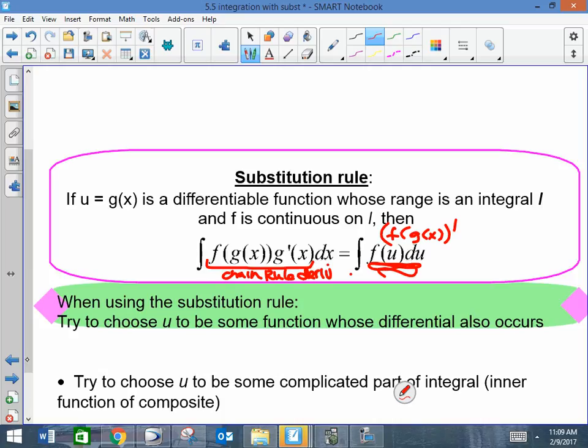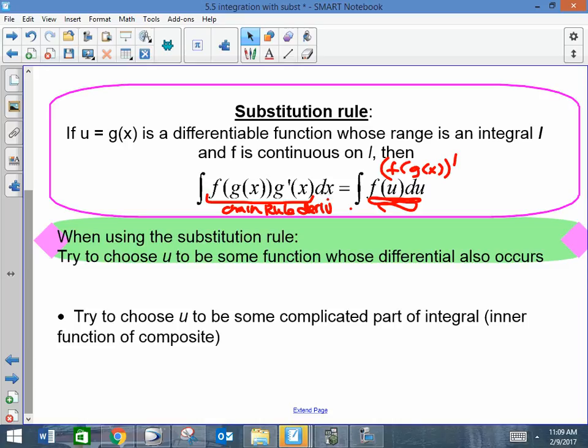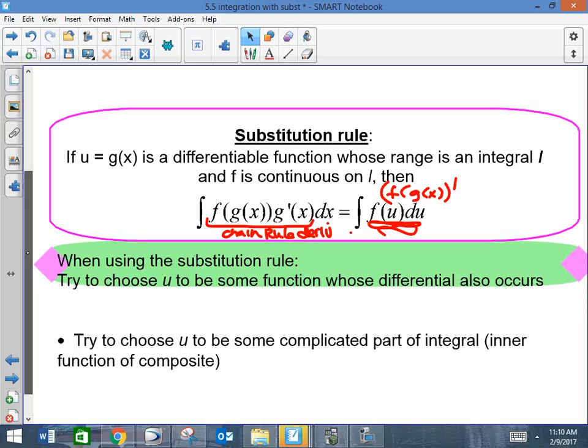All right, so here are the steps. When using substitution, try to choose u to be some function whose derivative is already there. I'll explain what that means. Honestly, most of the time, u is going to be the most inner part of the composite function. Now, sometimes it works, sometimes it doesn't. Here's what's going to happen, and it's going to drive some of you crazy. Well, I don't know if that's going to work. Well, you try it. If it doesn't work, you try something else. So, here we go.